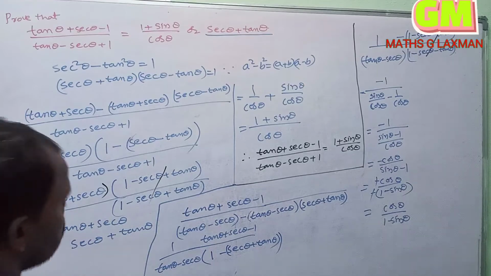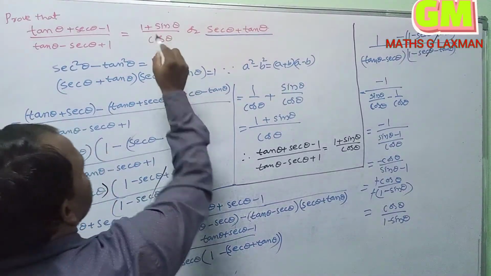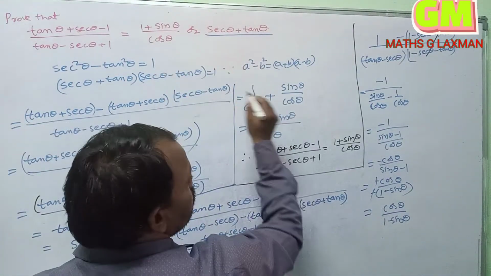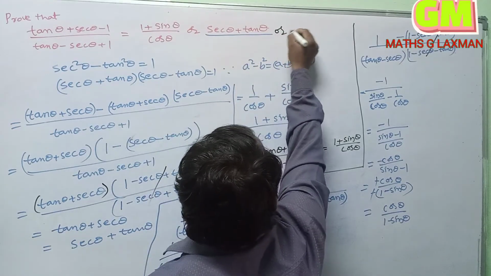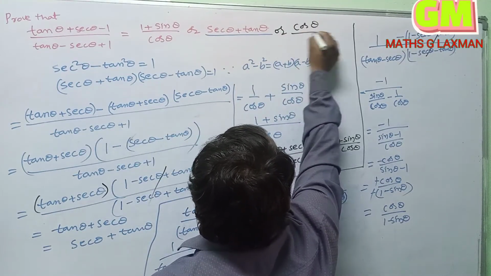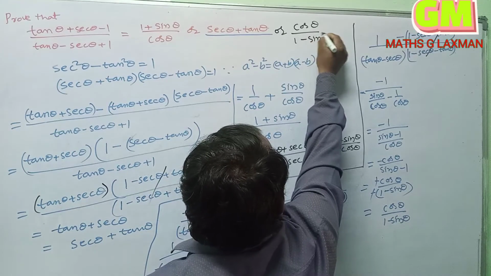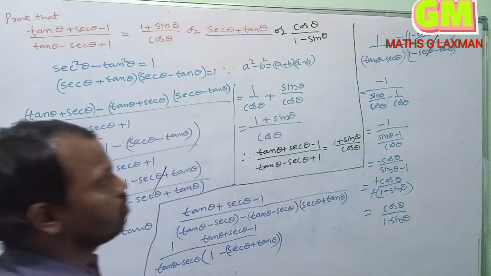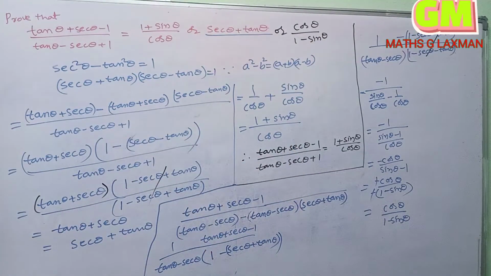So you have three answers, that is 1 plus sin theta by cos theta, or secant theta plus tan theta, or cos theta by 1 minus sin theta. So there are three answers for this.